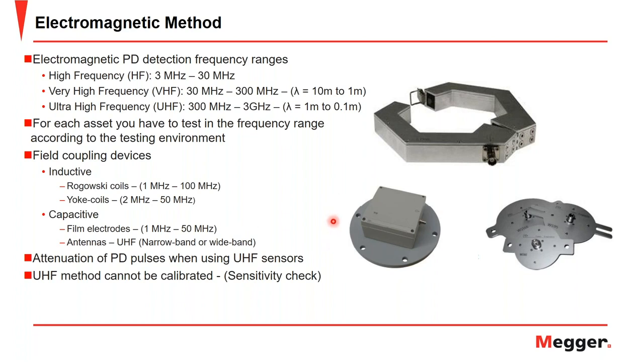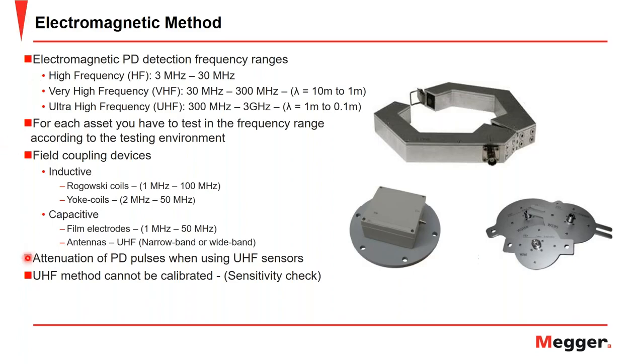And here are some examples where you have a flange sensor or window sensors that can be retrofit to GIS systems for PD measurements. When we talk about the unconventional methods, though, attenuation of the PD pulse is a real issue when using the UHF sensors. And attenuation is dependent on many different aspects, and that can be frequency, the geometry of the asset, reflection and refraction, the conductor material, as well as the mode of the PD transients themselves.